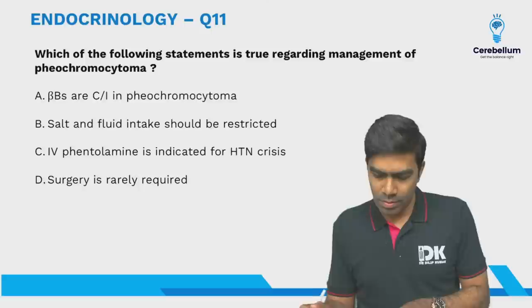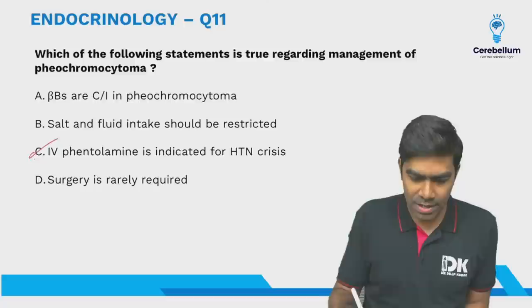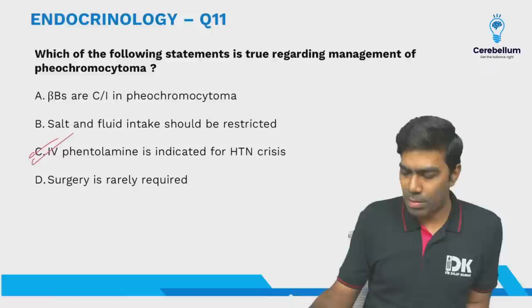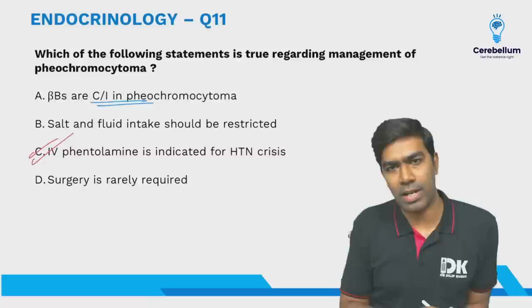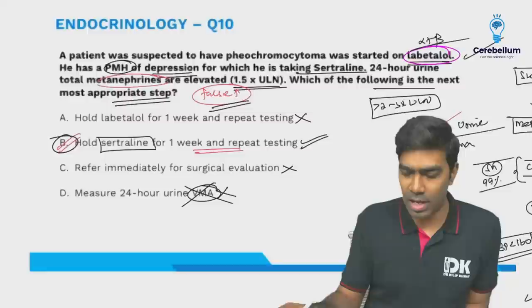So what is true? True is option C. IV phentolamine is indicated in hypertension crisis. That's correct. Beta blockers are not contraindicated in pheochromocytoma. You will give beta blockers, but after giving alpha blockers; it's not contraindicated. Salt and fluid intake should never be restricted. It should be liberalized. That's a very important point because one of the common pieces of advice that we give for any hypertension patient is to go for salt restriction.